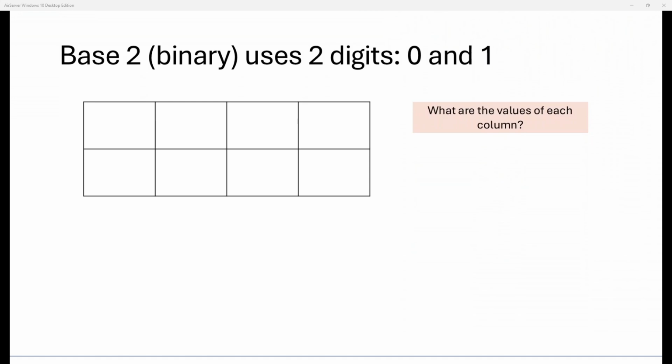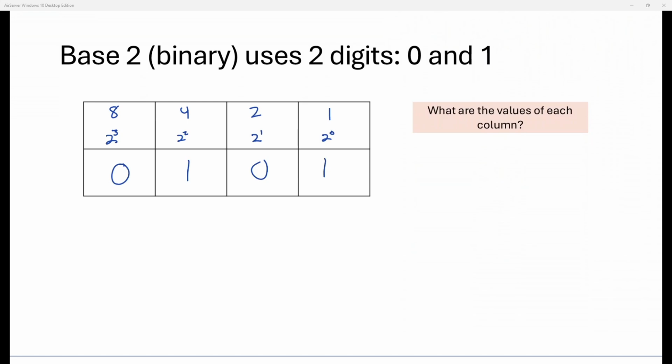So this is the ones column, which is 2 to the 0. This is the next power of 2, just like we had the tens column. Now we have a twos column. Then we have a 2 squared column, and we have a 2 cubed column. And so you only have 2 digits, 0 and 1. So you can make a number like this.